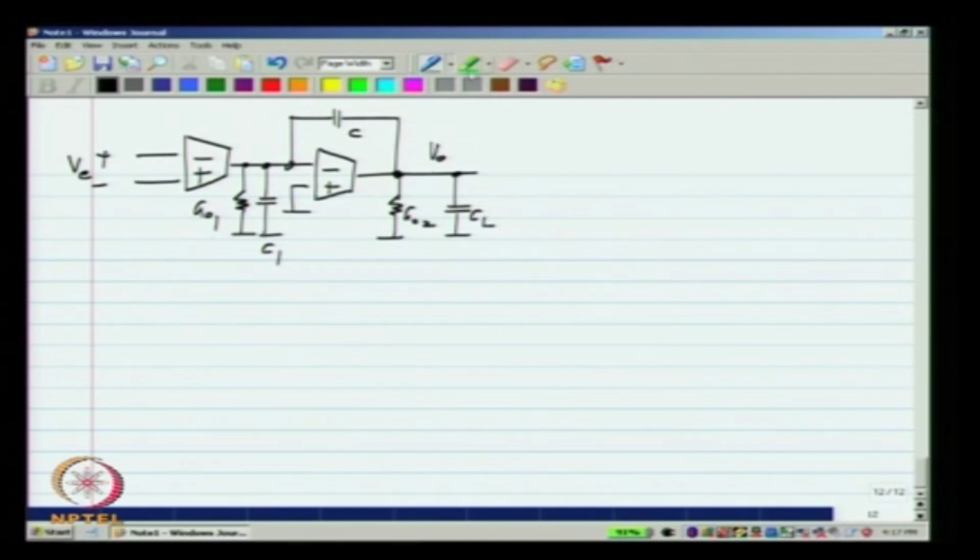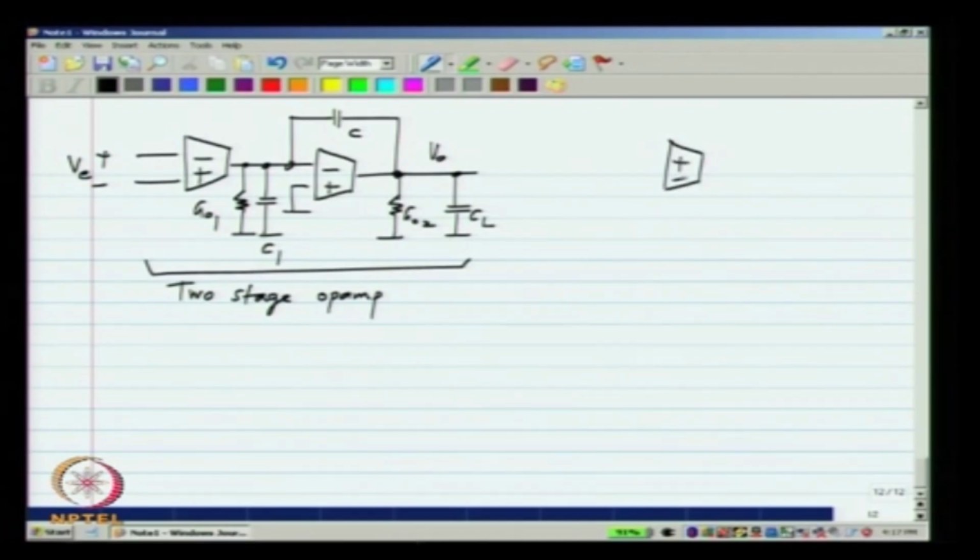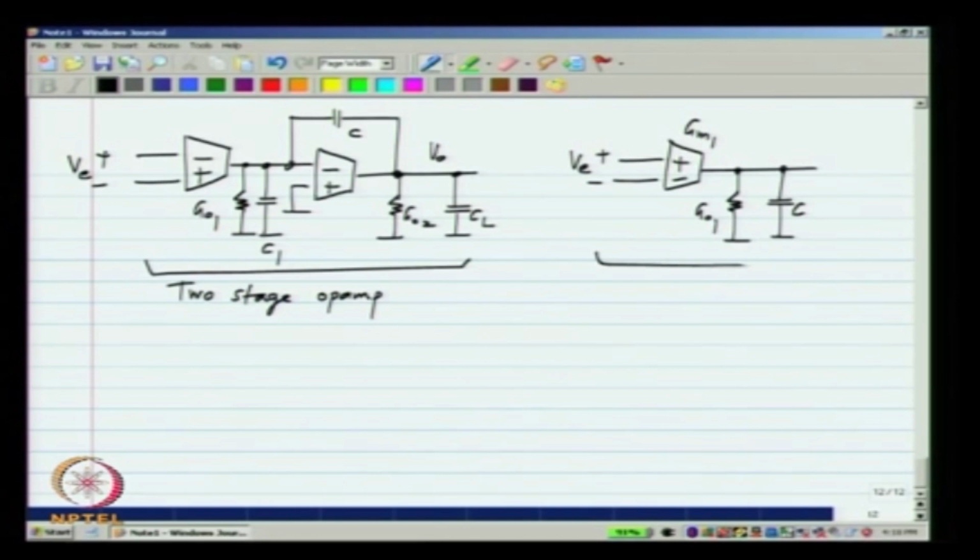So, because it has 2 transconductance stages one after another, it is known as a two-stage op amp, and our earlier op amp, which has a single transconductance stage loaded by a capacitor, this is known as a single stage op amp.